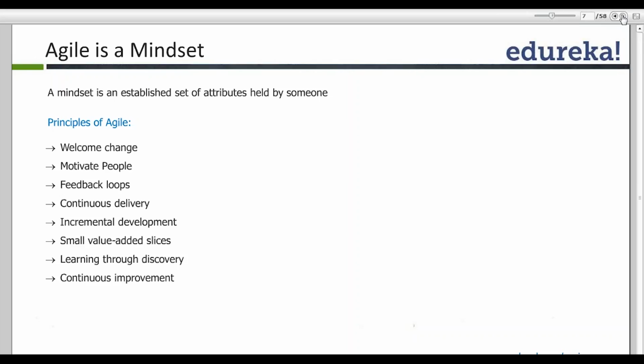We always do incremental development in an agile project, and we slice the requirement into smaller components and we deliver the slice. So Agile at the end of the day is all about divide and conquer. We learn and we explore through discovery, and Agile works on the principle, as I said, on continuous improvement. So that is what is an Agile mindset.